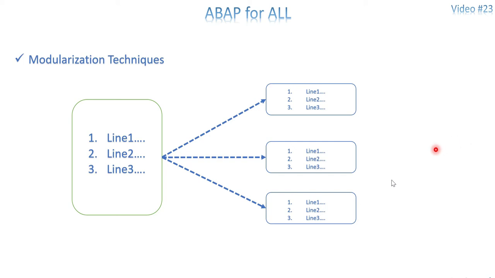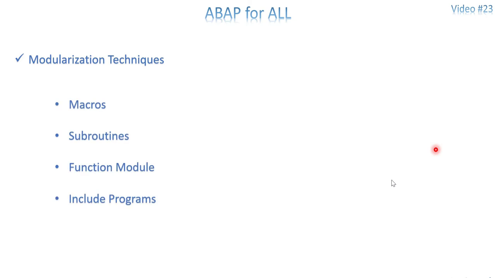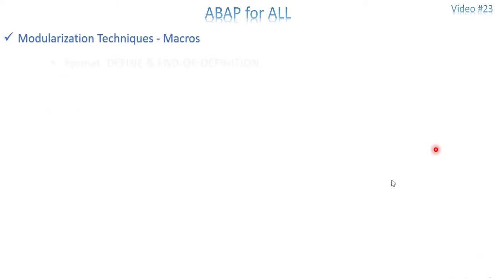The types of modularization technique are macros, subroutines, function module, and include program. Now we're going to see about macros. A macro is designed with 2 keywords, or I can say a block. One is DEFINE, and then you have to give a macro name, and the macro ends with END-OF-DEFINITION. These are the keywords you have to use, and this is going to be a block.